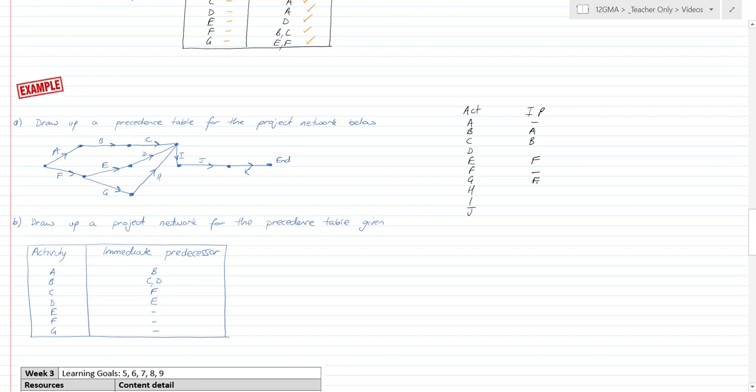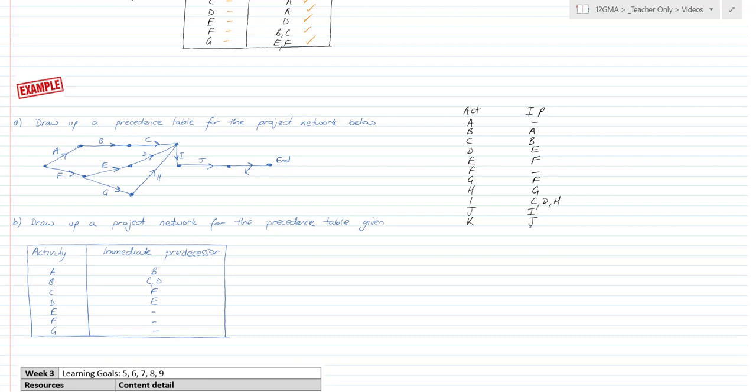D, I can do, but I need to have done E first. H, I can do, but I need to have done G first. I, I can do, I need to add another one actually, K. I can do, but I need to have done C, D, and H first. They all feed into that point at the start of I. J, I can do, but I need to have done I first. And K, I can do, but I need to have done J first. And that is my precedence table for this flow network.